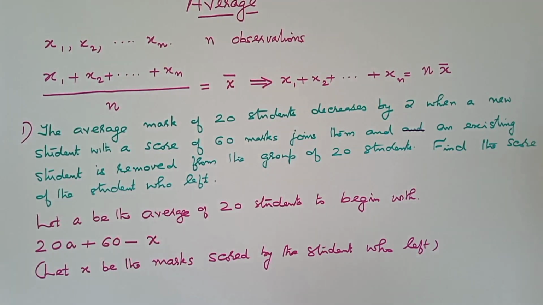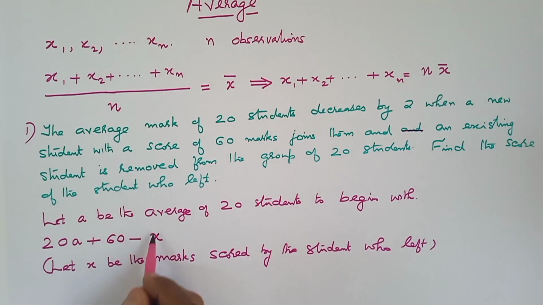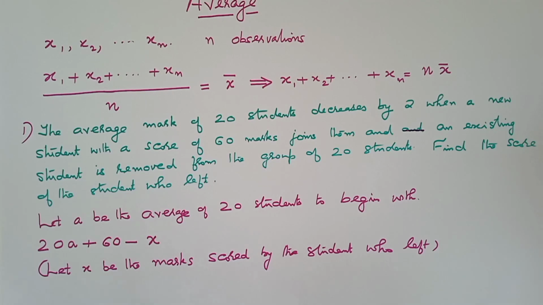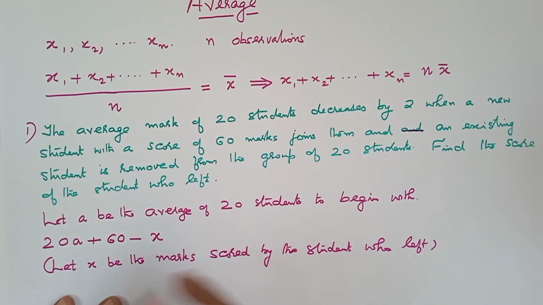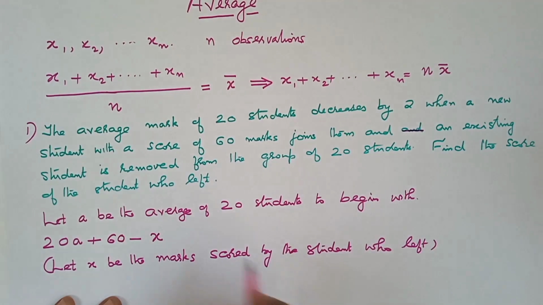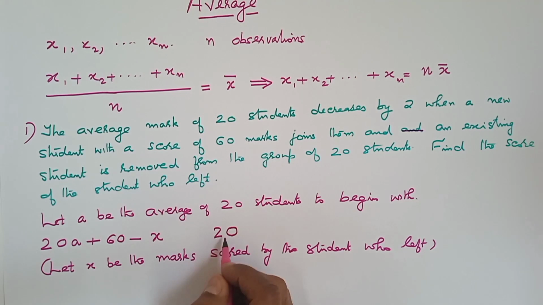One student joining, one student leaving, so the number does not change. That will remain 20. So we have just added the score of the student who joined and subtracted the score of the student who left. So this will finally be the total score of 20 students after these adjustments. Now you can find out the total score of these 20 students in a slightly different way. See, the number does not change. So this is the total number of students after these two changes.